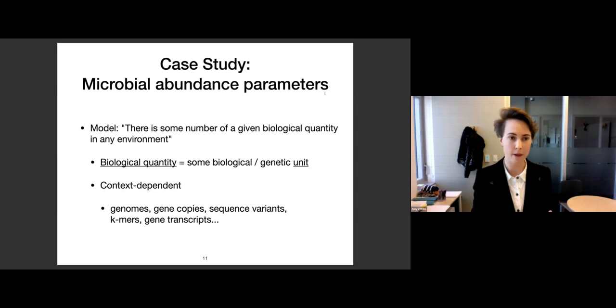So for example, you might be interested in microbial strains or microbial genomes, and in this case your biological quantities could be cell counts of genomes. You could also be interested in genes, irrespective of their genomic context. In those cases, the biological quantity you might be interested in is the number of gene copies in an environment. You could be thinking about sequence variants, for example 16S amplicon sequence variants. You could be interested in k-mers, transcripts, metabolites. The list goes on and on.